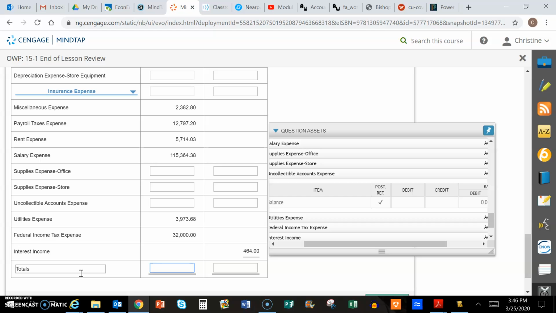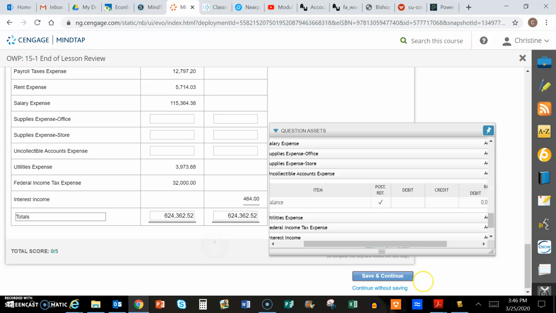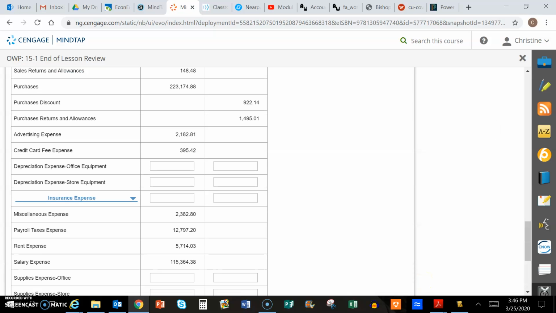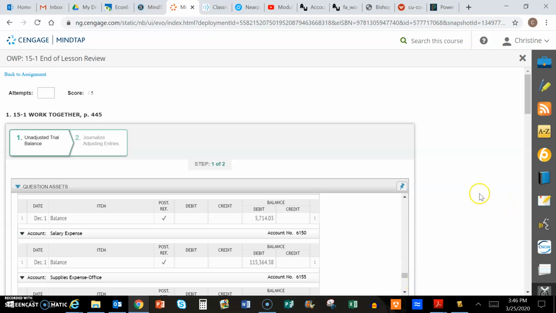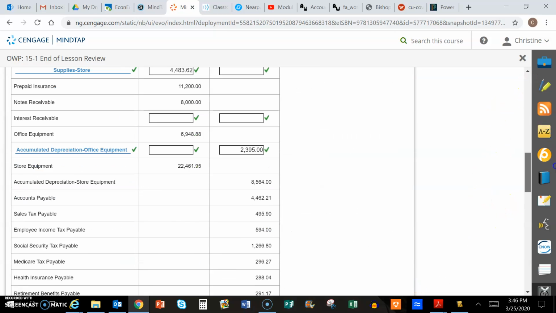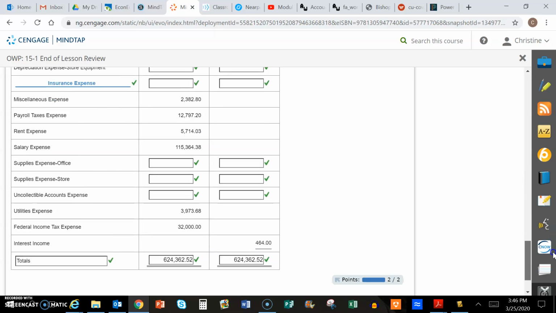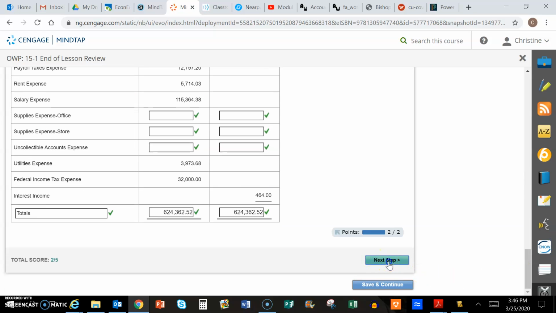This is going to be totals because we have more than one column. When we do our math, which I did already, it's 624,362.52. This is a trial balance. The purpose of a trial balance is to make sure that your debits and credits tie, so these two should tie. Let's unpin that and grade this step. That step really is just filling stuff in from your ledgers, not a big deal. Now our next step.